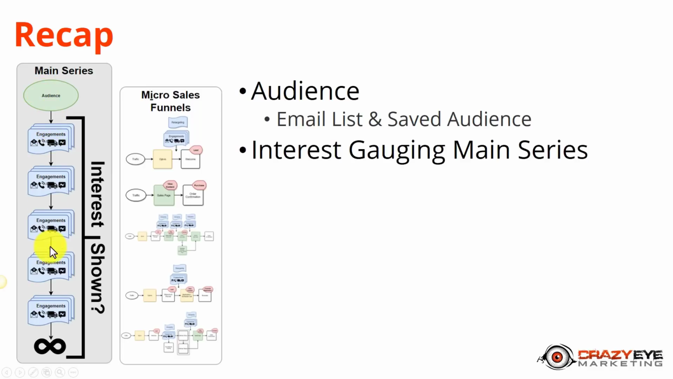We also discussed this interest gauging main series right here, where we're engaging with our audience, trying to see what they're interested in. And we can tell what people are interested in by if they're clicking on links, registering, opting in for a lead magnet, or registering for a webinar. If they're buying products and services, if they're looking at different pages, we can essentially watch our audience and see what they're looking at. And when we know what they're looking at, we can assume they're interested, and then we can start promoting products that they're already interested in.